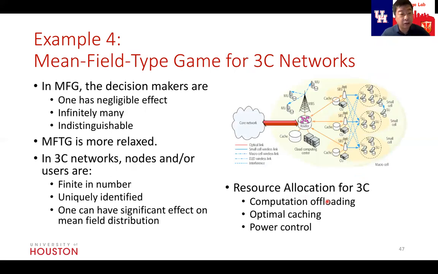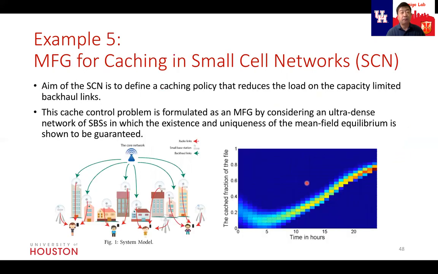And for the 3C network, we have this kind of situation where the decisions are made, and one has a negligible effect. There are so many things, and the mean field type game fits this situation. So in our paper, we use this mean field type game to quantify this 3C network and to do the resource allocation for computation, caching, and power control. And we also studied this kind of caching for the social network of the small cell network. And then the caching control can also be quantified as a mean field game for this case.